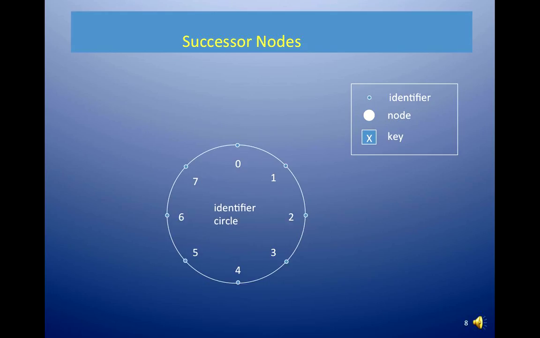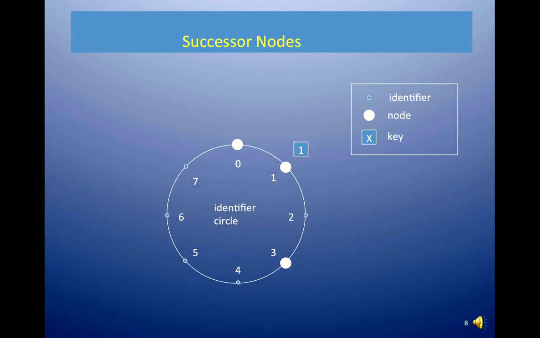Now let's go into a little more detail on the key storage mechanism in the Chord system. Let's consider a circle with 0 to 7 as identifiers. They could be keys or they could be nodes. Now let's assume that there are 3 nodes in the system: 0, 1 and 3. And now we want to understand how keys are stored in these nodes.